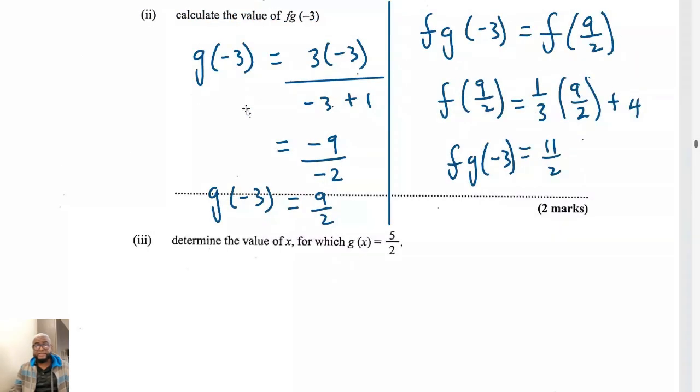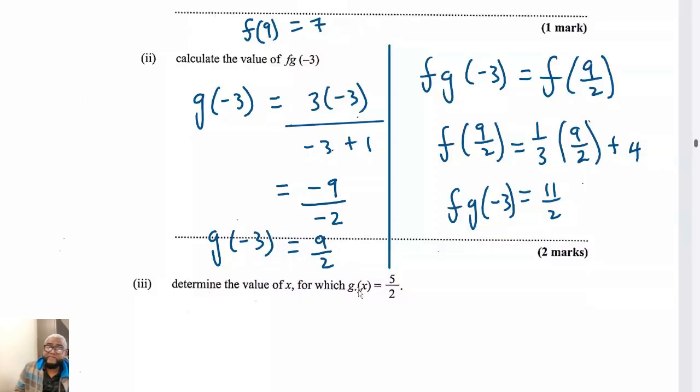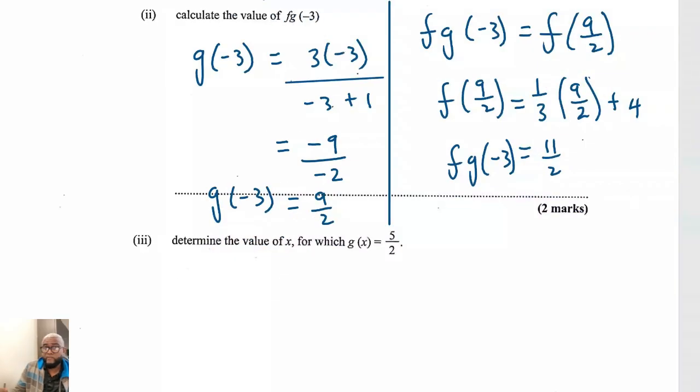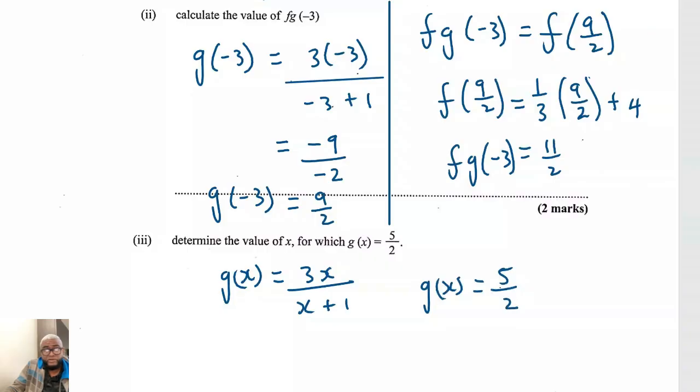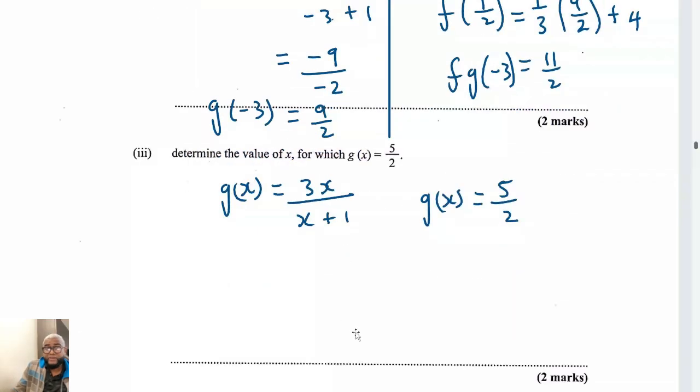Right? And the last question for today, they want us to determine the value of x for which g of x is equal to 5 over 2. Now, I know g of x is equal to 3x over x plus 1. They also said g of x is equal to 5 over 2. Everybody good there? So we can equate these things, right? So therefore, 3x over x plus 1 is equal to 5 over 2. Everybody good there?